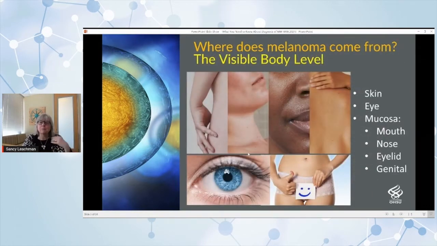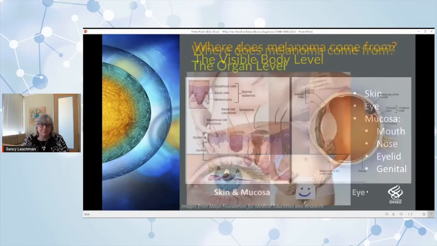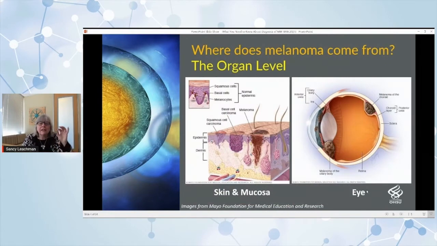Starting at the visible body level, melanomas occur on the skin, but they also occur in the eye, and they can occur in the mucosa, including the nose, the mouth, and the genital area. So you can have melanoma in a variety of places. If you start to look a little bit deeper down into the skin, you've got two panels here. One is the skin and mucosa, and the other is the eye. Each of those is an independent organ.